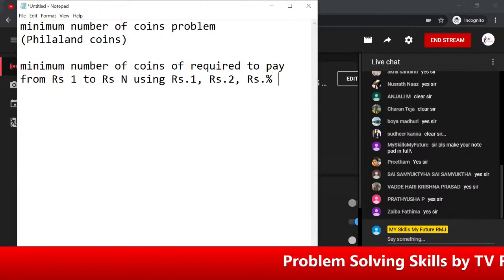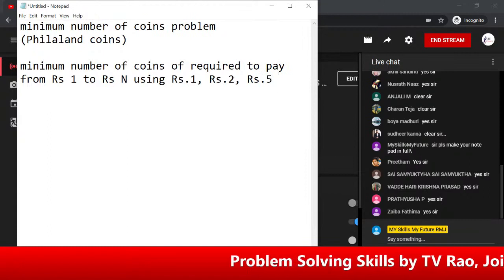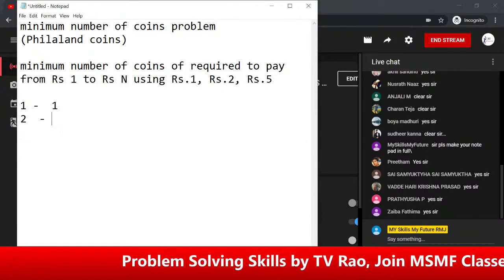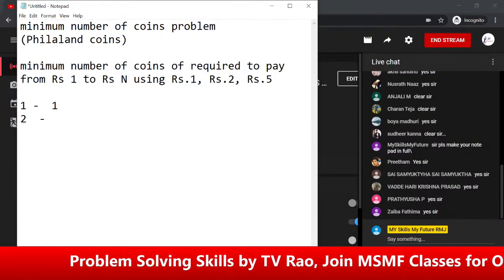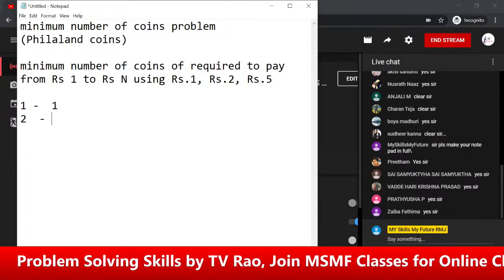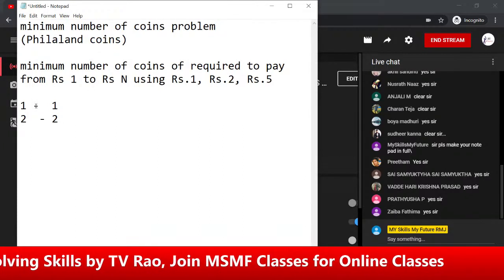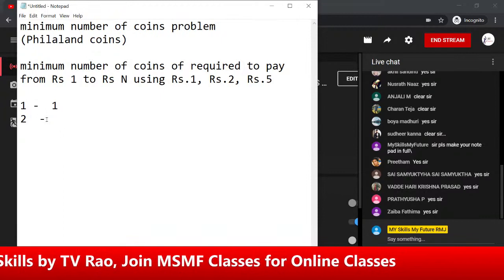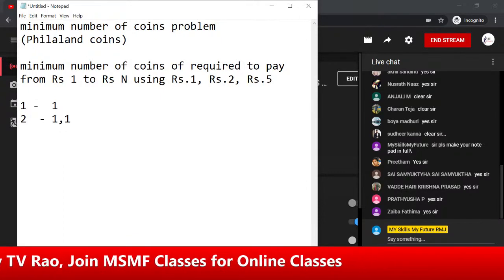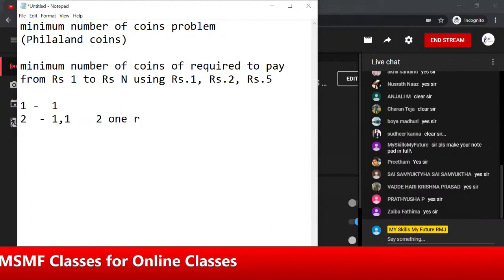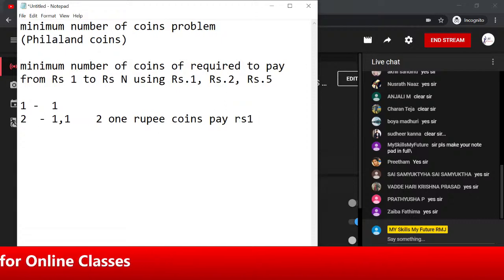Say rupees 5. Okay. For example, you need to pay 1 rupee. So 1 rupee coin is enough. You need to pay both 1 rupee and 2 rupees. For 1 rupee, 1 coin is enough. For 2 rupees, if you use only 2 rupee coin, you cannot pay 1 rupee. So the only alternative is using 2 1 rupee coins. So if you use 2 1 rupee coins, you can pay both 1 rupee and 2 rupees. Okay.